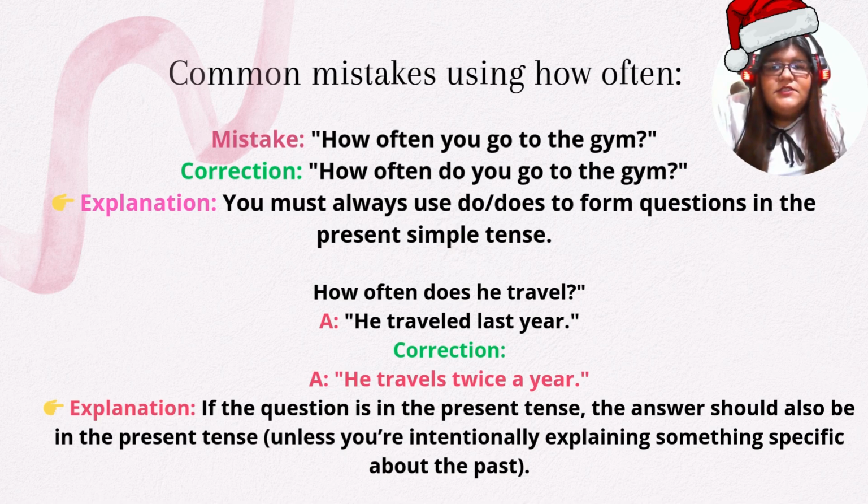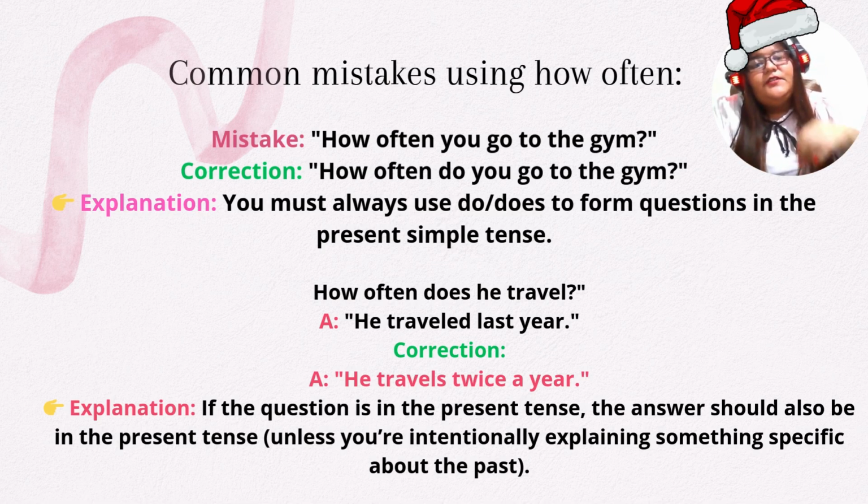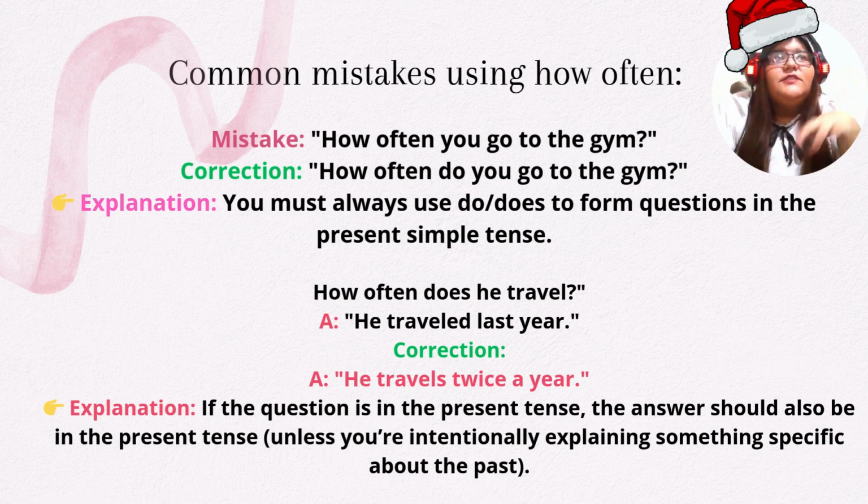How often does he travel? He traveled last year. Correction: He travels twice a year. Explanation: if the question is in the present tense, the answer should also be in the present tense, unless you are intentionally explaining something specific. So be careful with those details, guys, and you will speak like a pro. Don't try to change anything. Maybe the only thing that they will add, for example, in simple present tense is the how often. Nothing else will change. Just that.